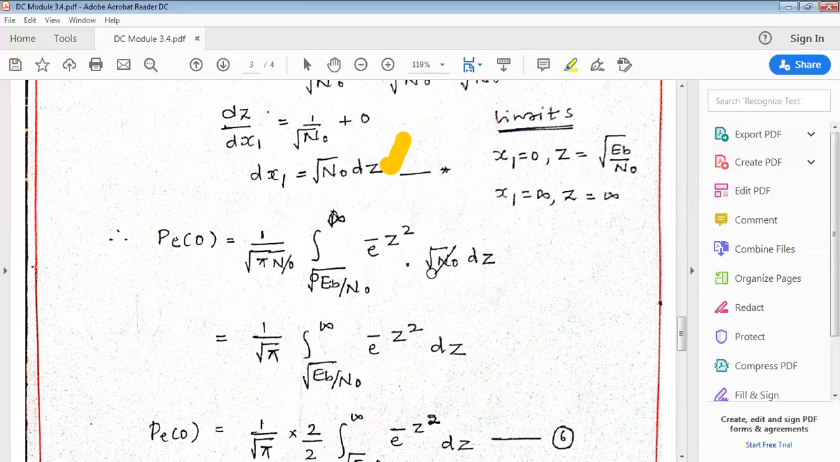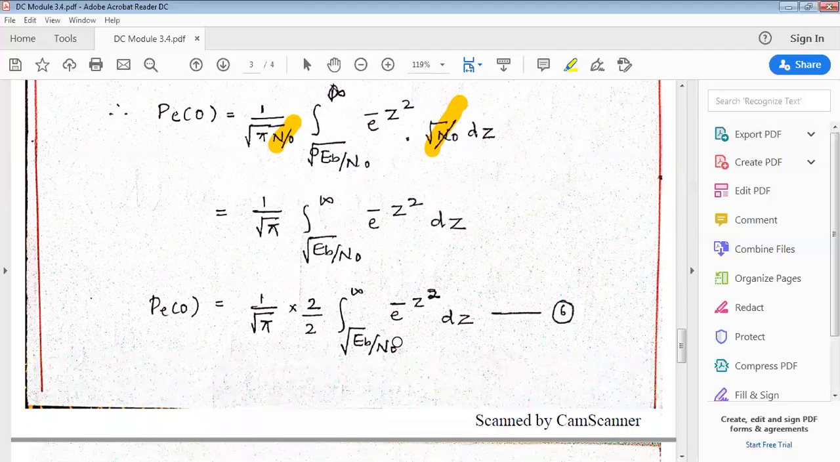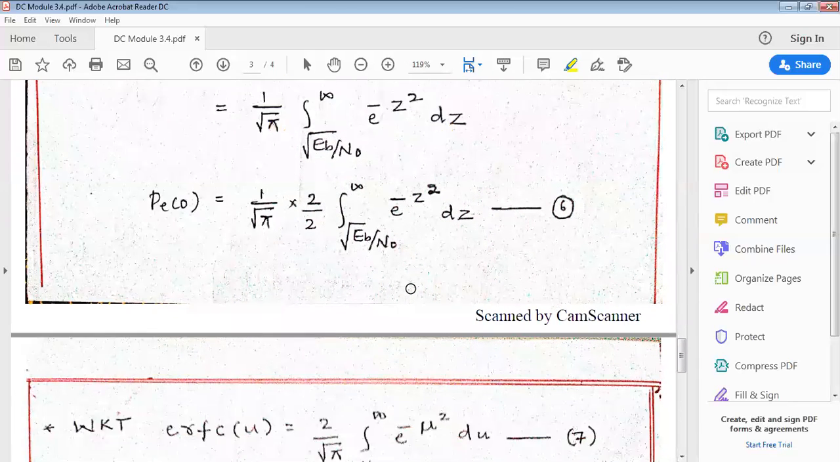And this square root of N naught and the N naught outside the integral get cancelled. So we will have only 1 divided by square root of pi, integration from square root of Eb by N naught to infinity, e raised to minus z square into dz, right? So which is 1 divided by square root of pi. Let us make one small adjustment, or substitution. That is, I will take 2 divided by 2, right? So integration from this limit to this limit, e raised to minus z square into dz, right?